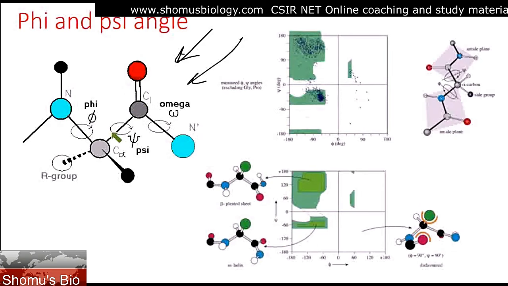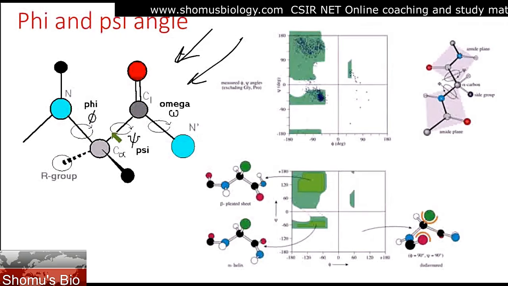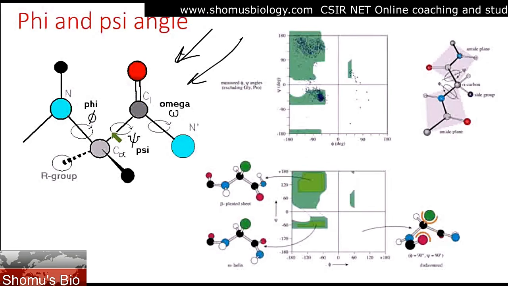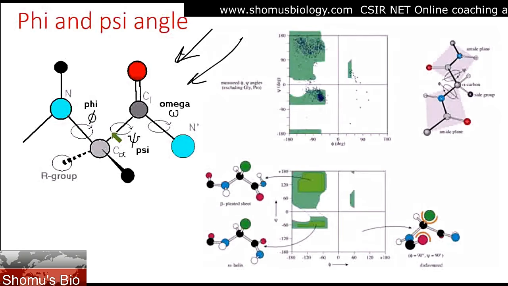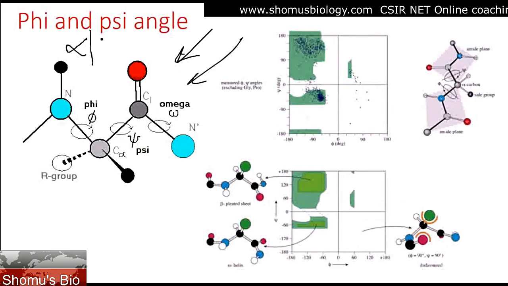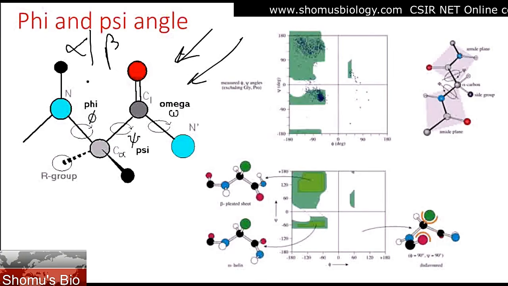If we know the phi and psi angles, we can properly know how the polypeptide chain is going to form the structure. Okay, we can predict the structure of the protein by looking at the phi and psi angles. Experiments were conducted varying the phi and psi angles to check whether a particular phi-psi combination favors the formation of alpha helix or beta sheet. If it favors beta sheet, then whether it favors parallel or anti-parallel sheet.